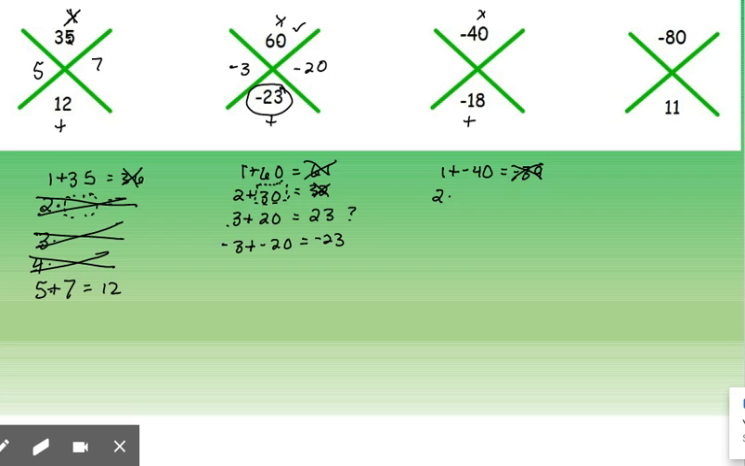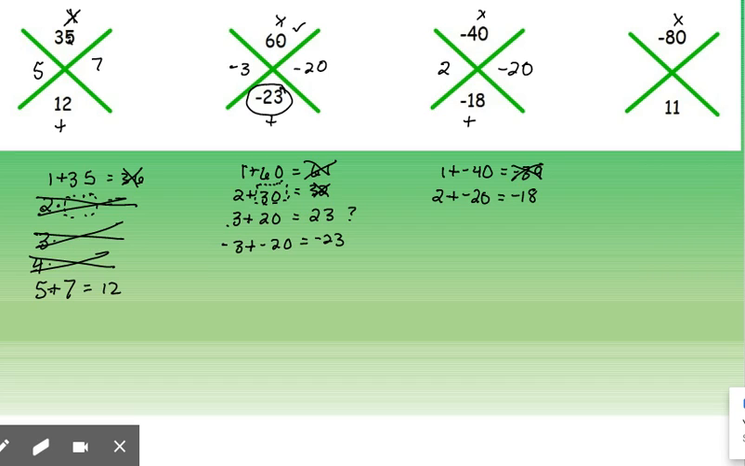Negative 40 divided by 2 is negative 20. 2 times negative 20 is negative 40. 2 plus negative 20 is negative 18. Hey, look at that. I got it. 2 tries. Okay, the very last one here.